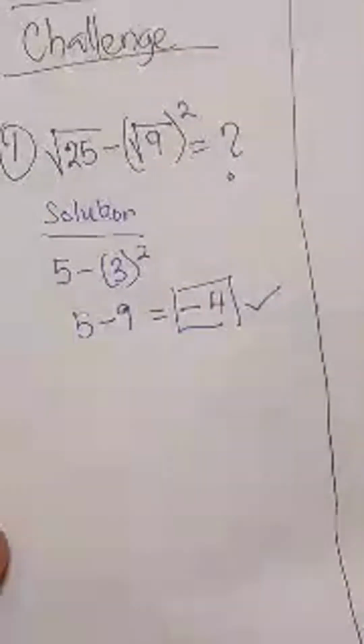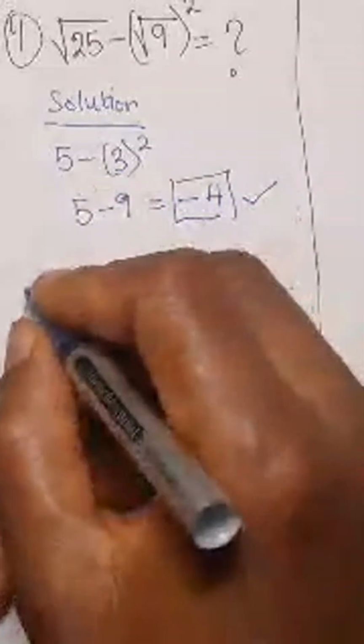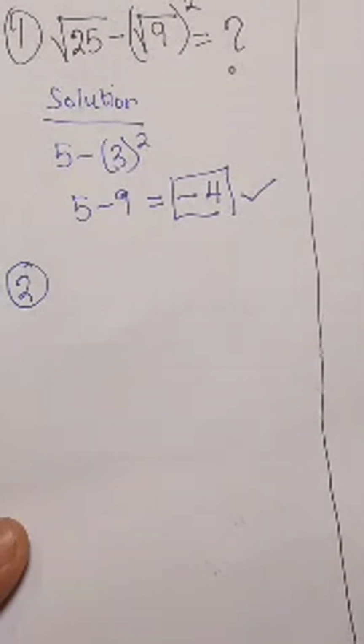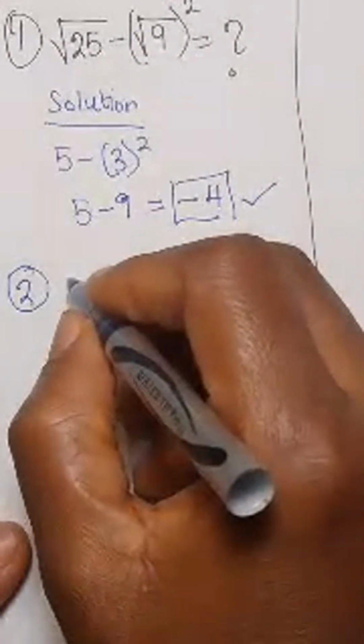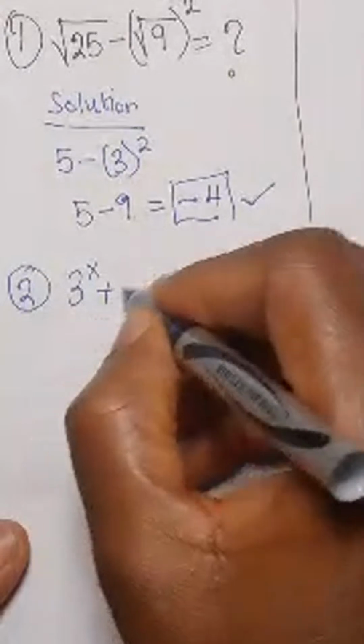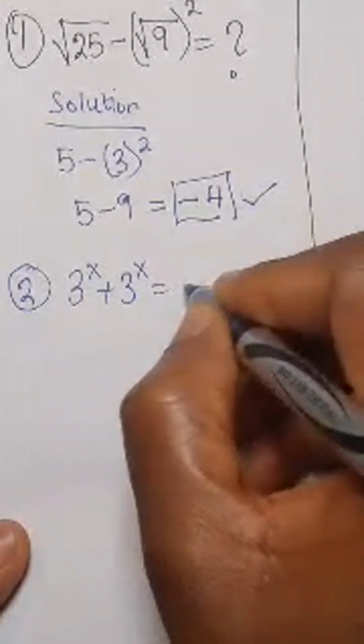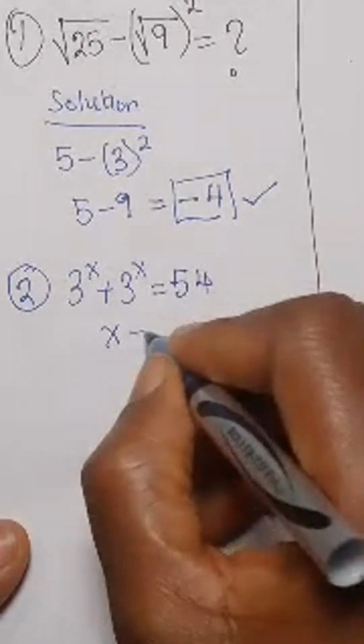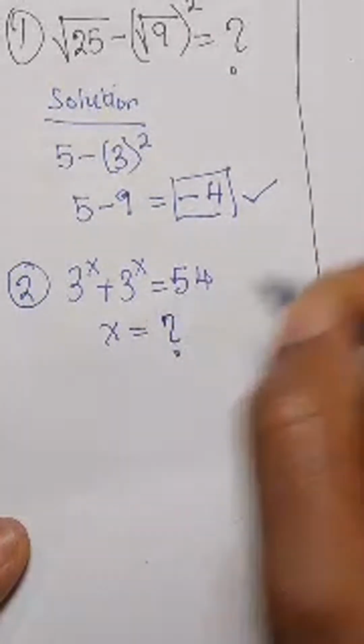All right. So please, the next question. This is a math challenge. If I write the question, you solve, then I will cross-check. Okay. We have 3 raised to power x plus 3 raised to power x is equal to 54. Okay. x is equal to what? All right. So please solve.